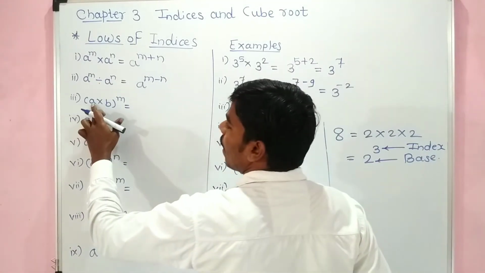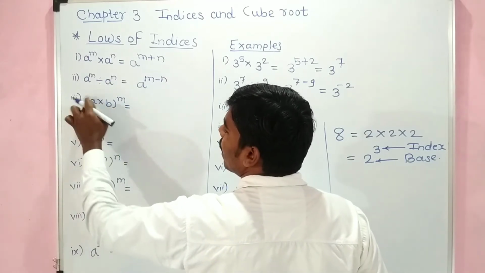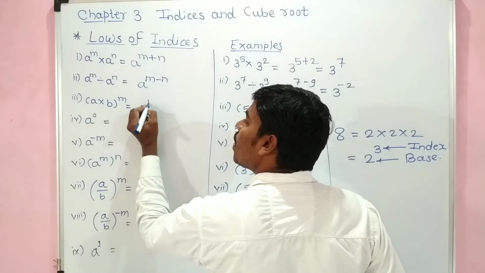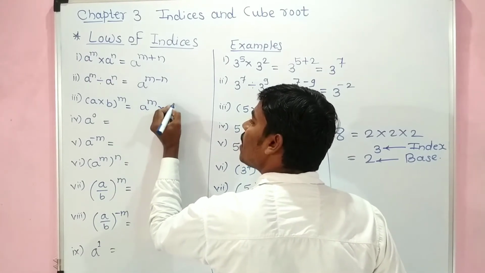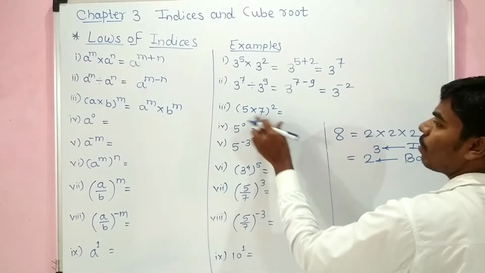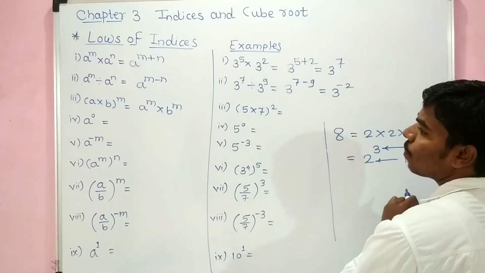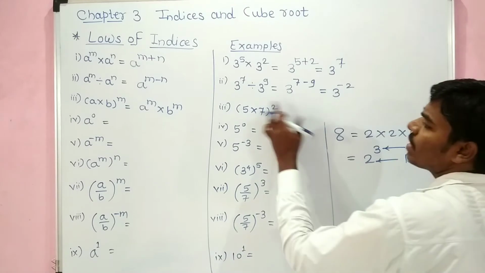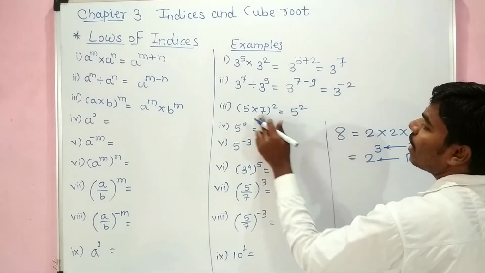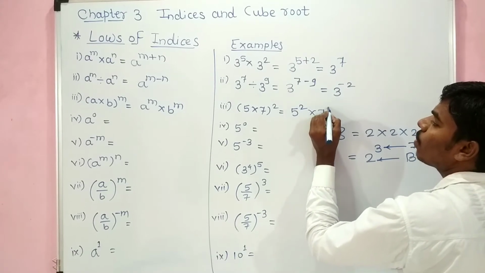Third rule, a into b bracket raised to m. It can be written a raised to m into b raised to m. For example, 5 into 7 bracket raised to 2. That means we separate the index, 5 raised to 2 and take 7 raised to 2.